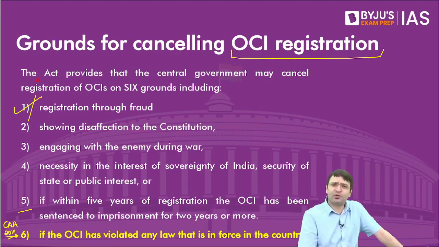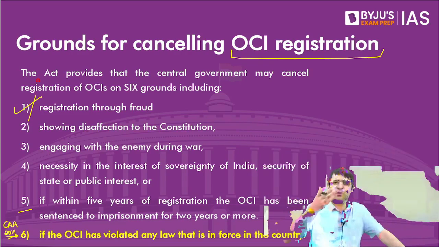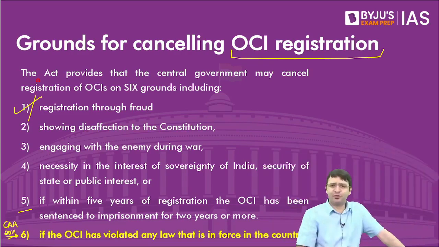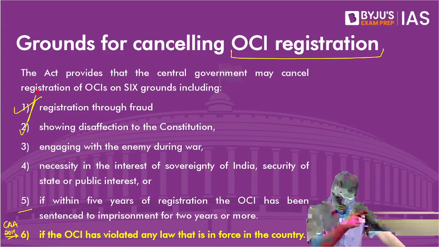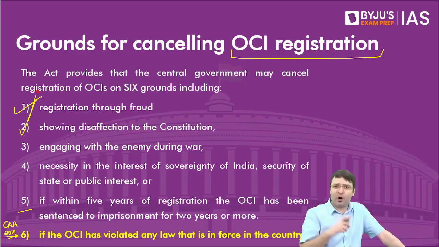Second, you're an OCI card holder, you come to India, but here you're organizing protests, demonstrations, you're abusing the constitution, you're violating the constitution, you're being disloyal to the constitution, your OCI card will be cancelled. You're an OCI card holder, but you came to India. Right now, India and China are at war. Now you are supporting China. You are having business with China. You are having deals with China. That means you are engaging with an enemy country during war. Your OCI card will be cancelled.